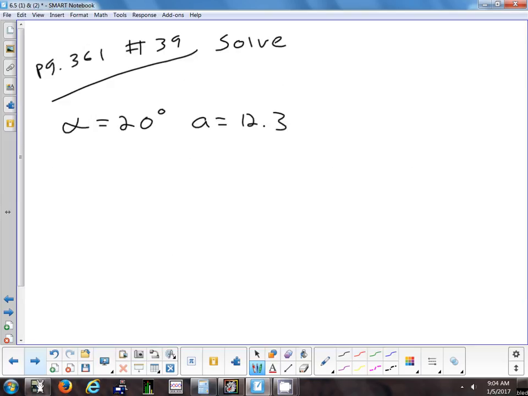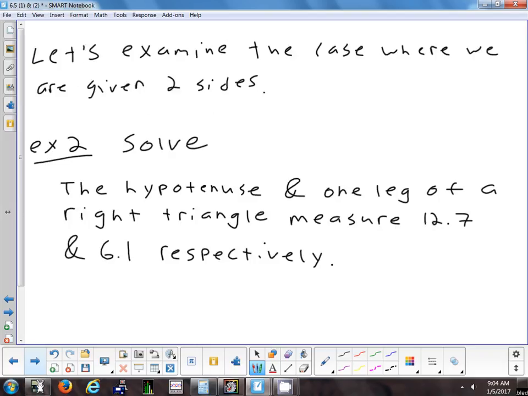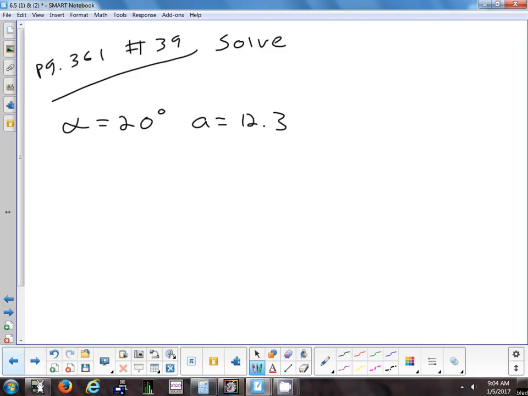All right, so we'll do one more problem where they give us a side and an angle to start, and then we'll do one where they give us a side and a side. So first thing I'm going to do is make a picture out of that.